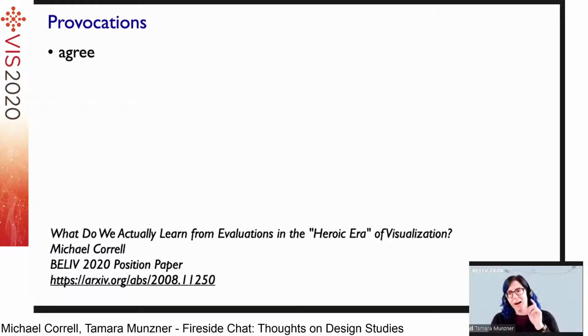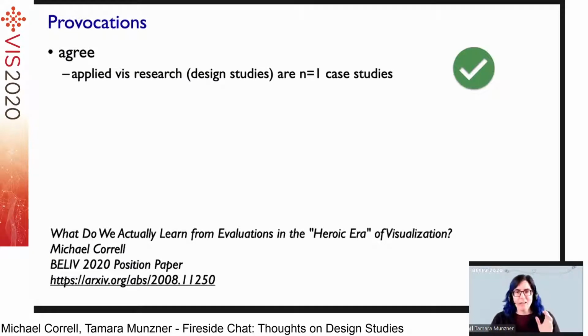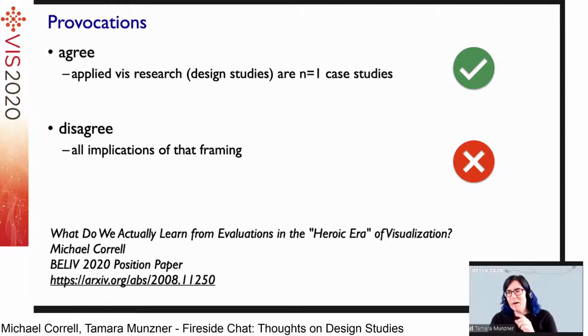So I do agree with Michael on something. We totally agree that applied VIS research, and what I'll think of as design studies, really are N=1 case studies. So we have a point of agreement. And what do I disagree with him about? Pretty much everything else, but not absolutely everything.